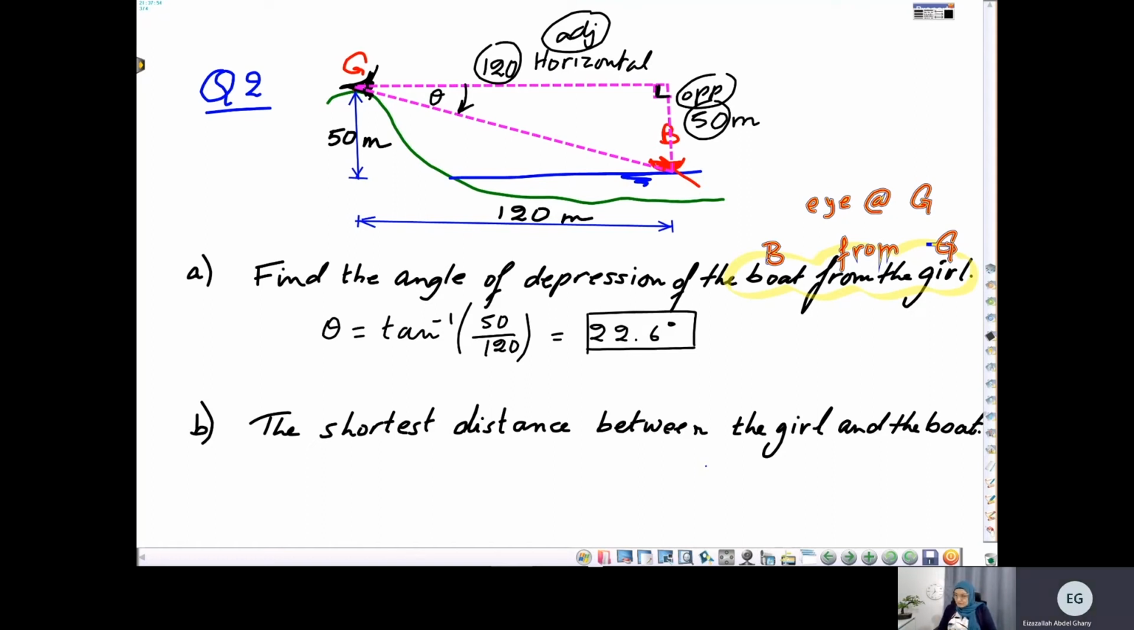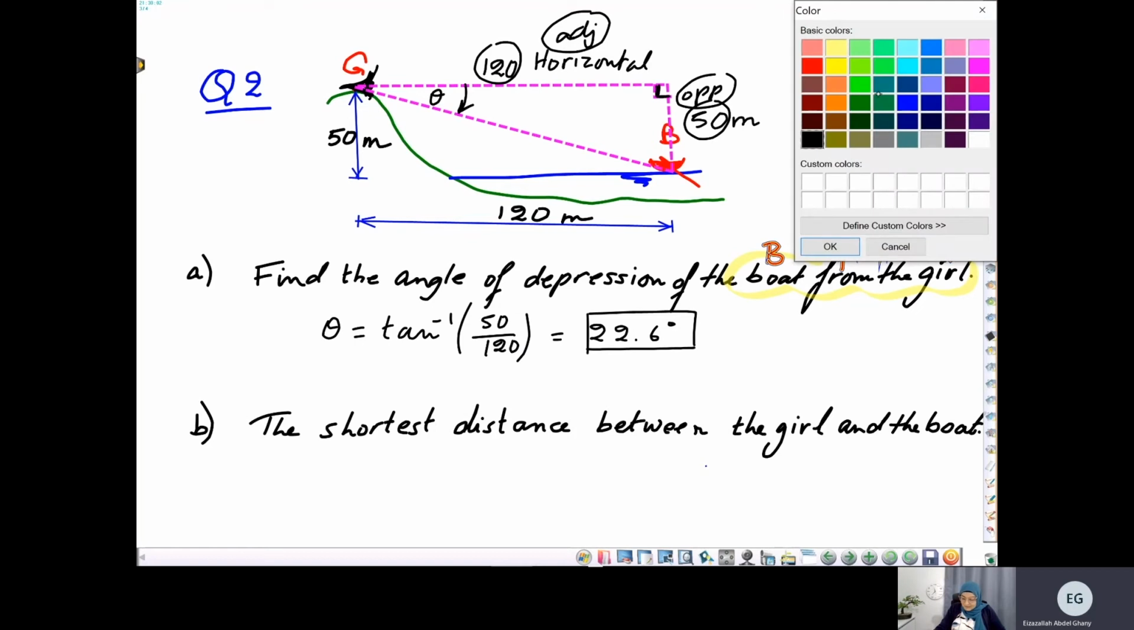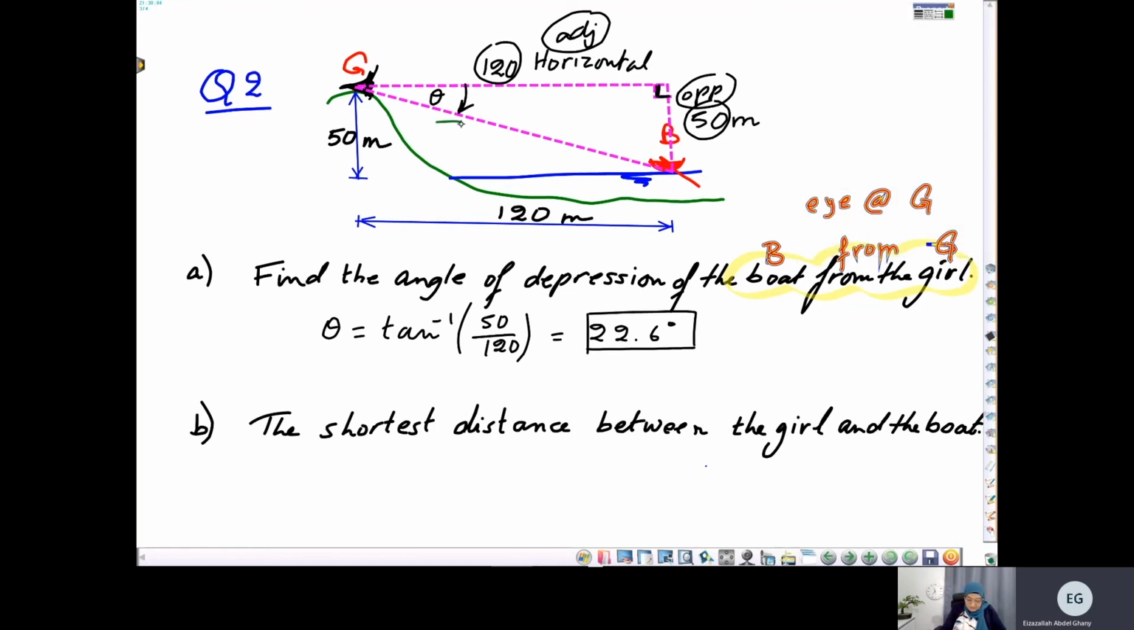Remember what did we say about shortest distance? Shortest distance, just connect. So this is the shortest distance between the girl and the boat. It's usually the hypotenuse. How to find it? We'll say, yes, Pythagoras theorem. Pythagoras is not dealing with any acute angles. It's dealing with the three sides of the triangle.